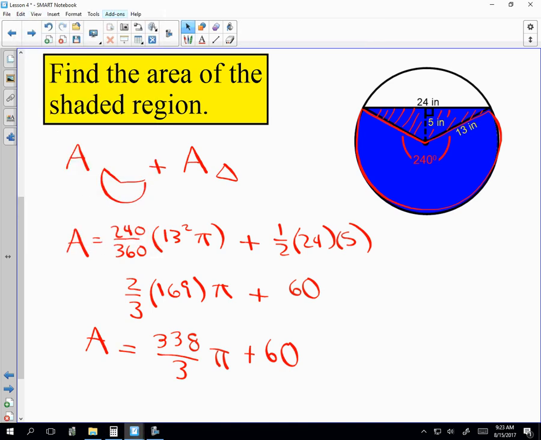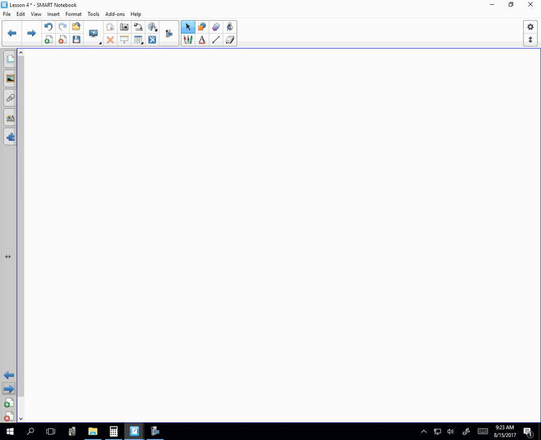Once again, putting the map together to help you as you work through these problems is a really important part. Now, that concludes our lesson.